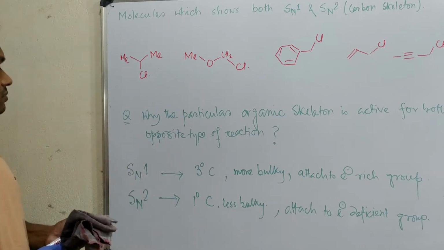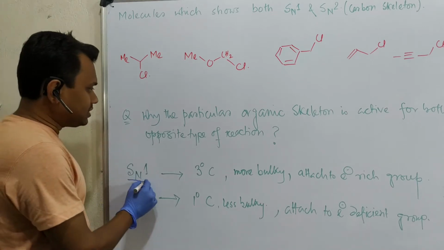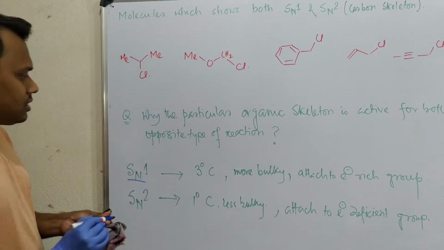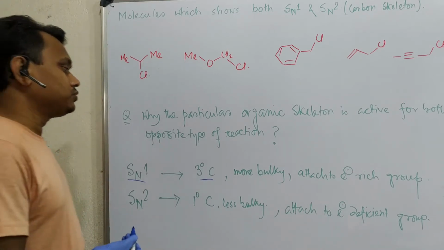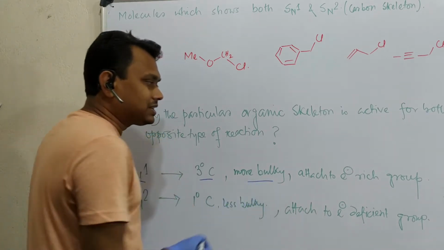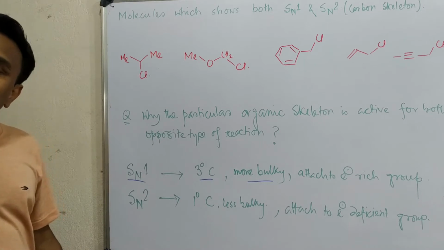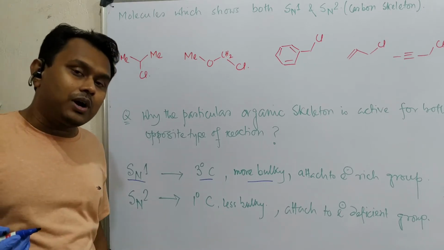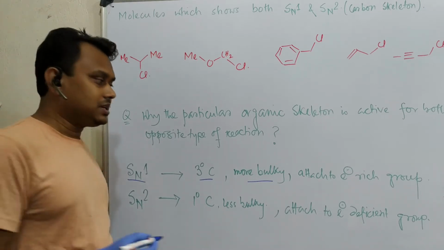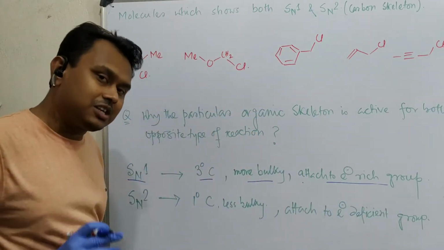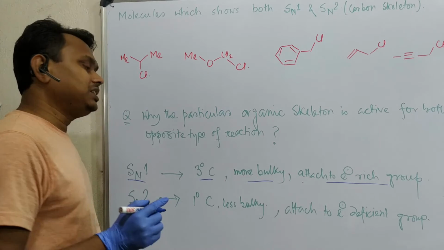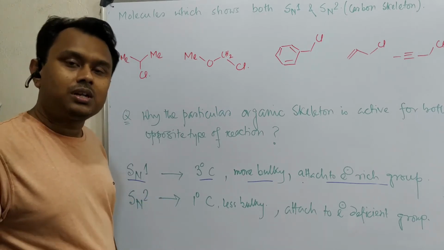What do I mean by the statement? In the case of SN1, tertiary carbon substrates, tertiary halides, prefer SN1 because they are more bulky. SN1 produces a carbocation, and if this carbocation is somehow stabilized, SN1 is favored, meaning when it is attached to an electron-rich group. This is a condition for SN1. Another thing, for the SN1 reaction we need a polar solvent.